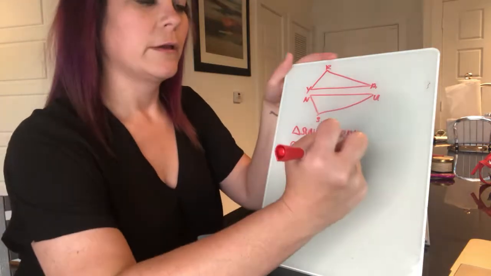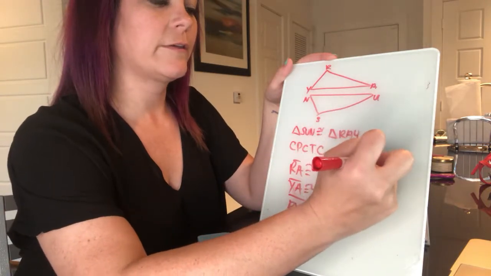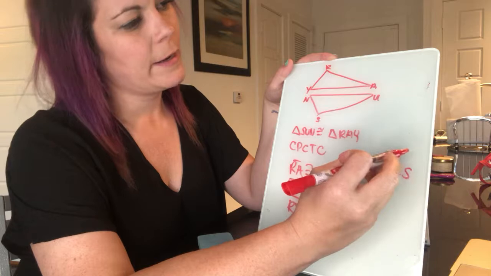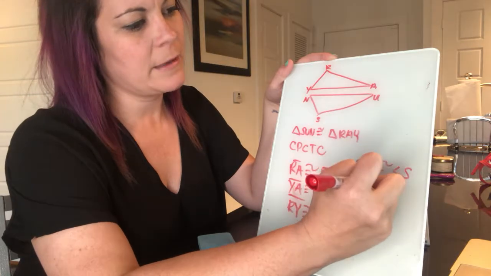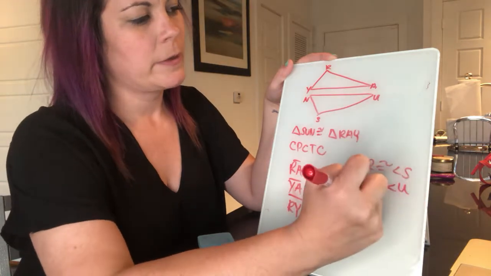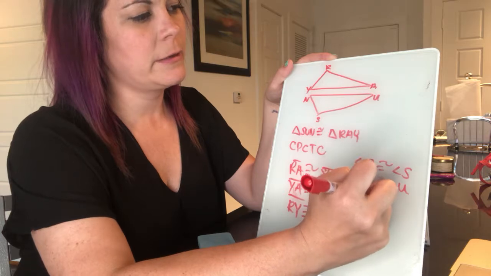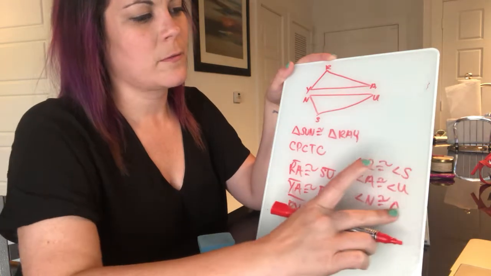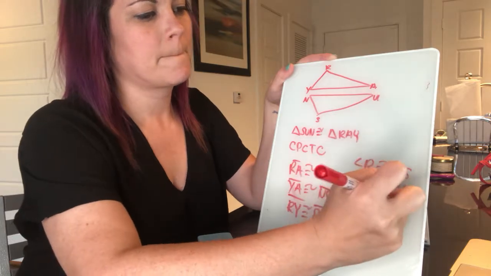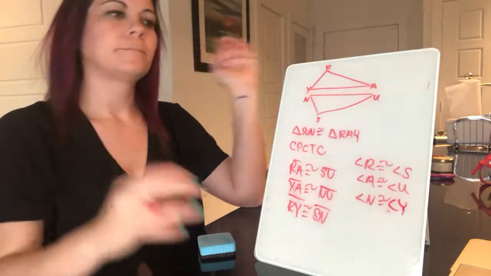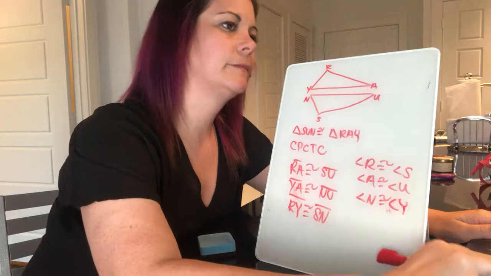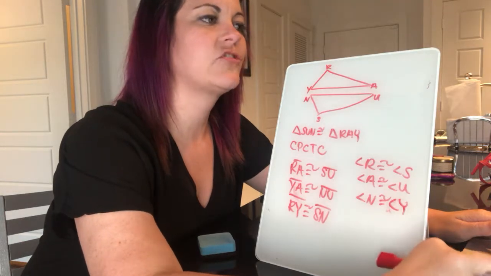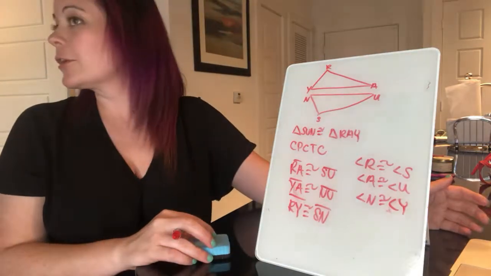And then the angles. Angle R is congruent to angle S. Angle A is congruent to angle U. And angle N is congruent to angle Y. And that is your introduction to congruent triangles.